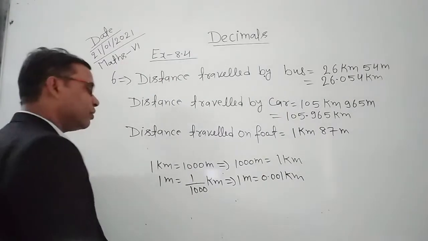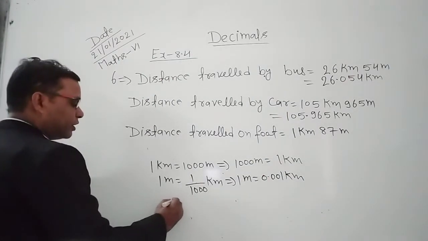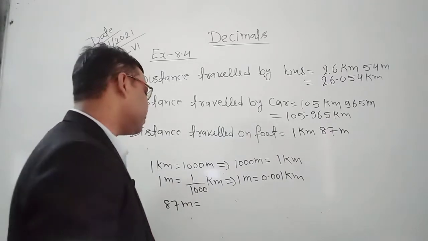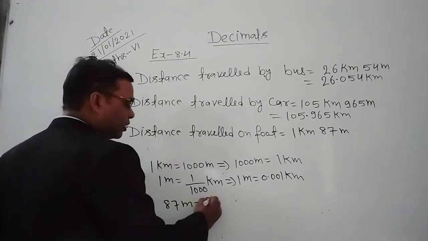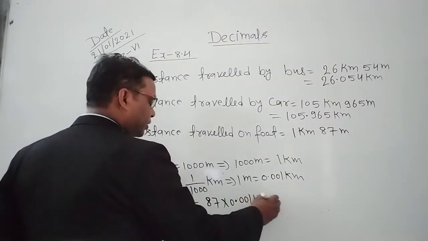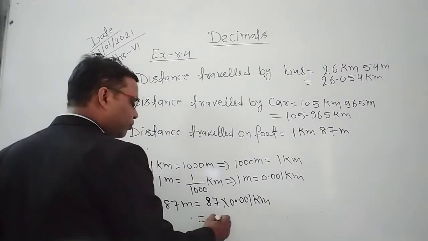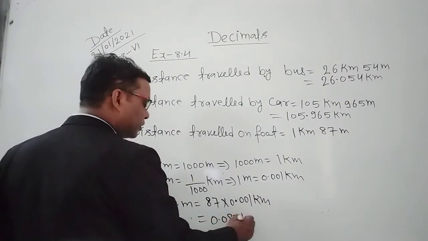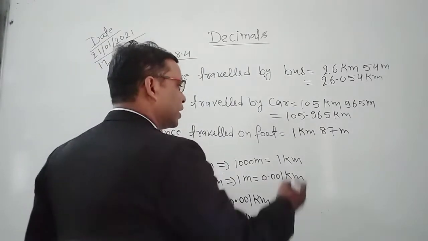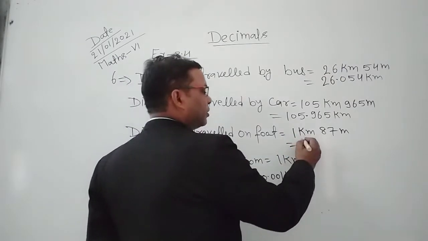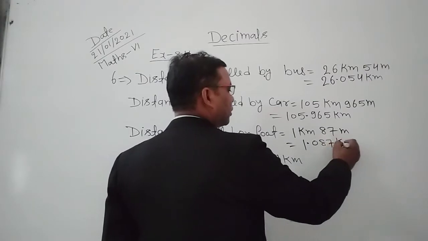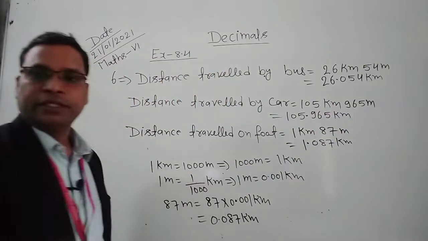This is clear now. But we have 87 meter. So 87 meter is equal to how many kilometer? 87 meter is equal to 87 into 0.001 kilometer. This is equal to 0.087 kilometer. This is clear. So you can write it, it becomes 1.087 kilometer. This is clear.